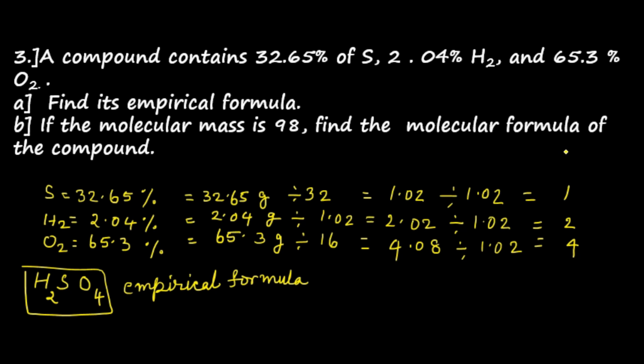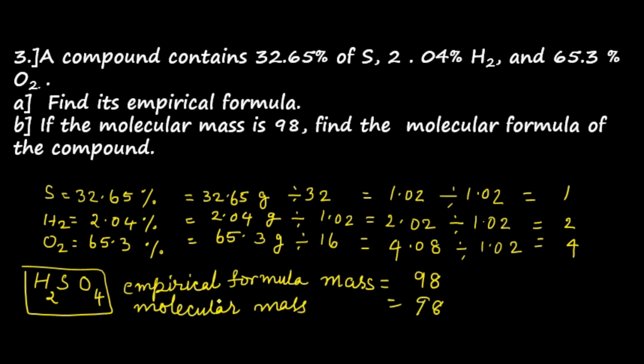We have to now find out the molecular formula from empirical formula. So for that we will find out empirical formula mass. You already have the atomic masses of different substances here. So from that you can calculate the empirical formula mass. Empirical formula mass is 98. You already know how to calculate this. Molecular mass is given in the problem. It is equal to 98. Molecular mass and empirical formula mass are the same.